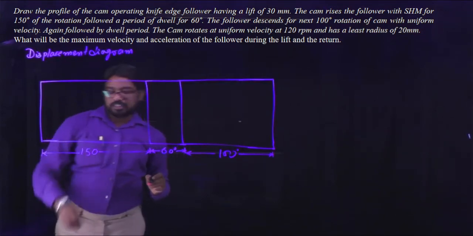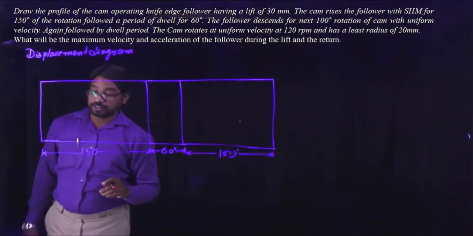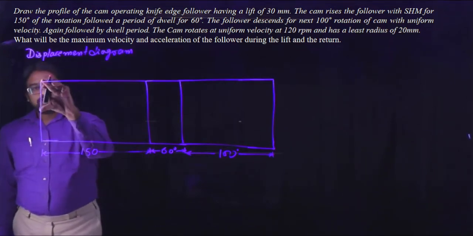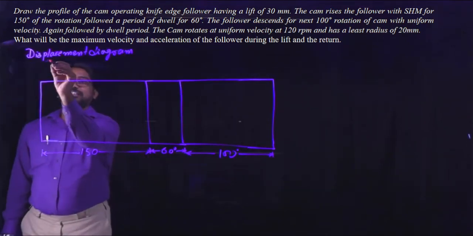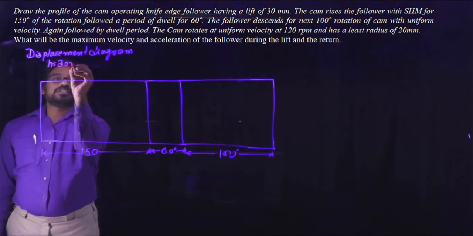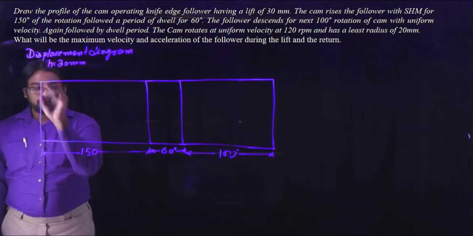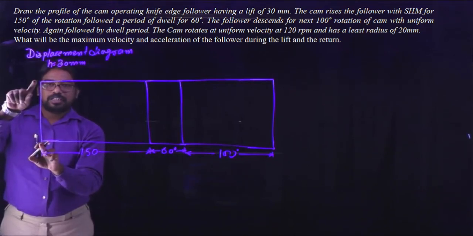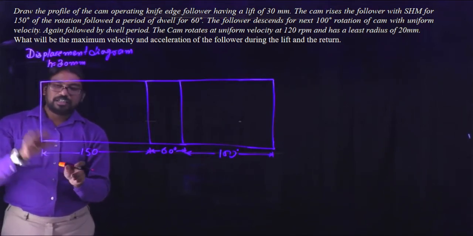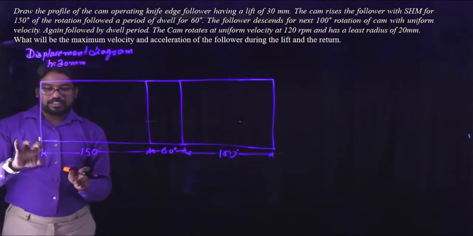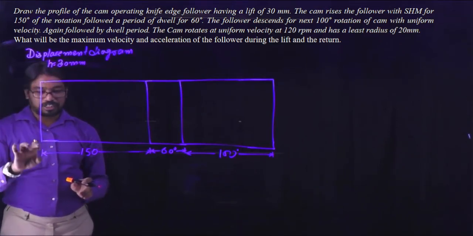Now let us complete the first part, which we call simple harmonic motion. For simple harmonic motion, the height is h equal to 30 mm, that is the lift of the cam. So this total height from here to here is 30 mm. To draw the diagram, we first take a vertical line of 30 mm length.